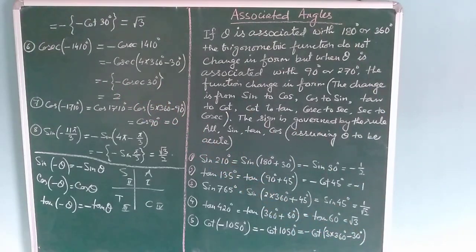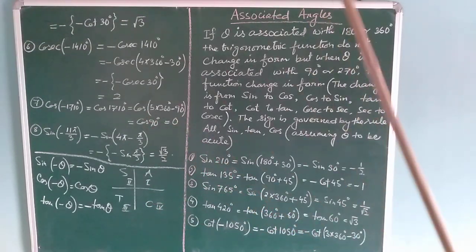Similarly, cos of minus theta is cos theta. That's why cos of minus 1710 is plus cos 1710. 1710 means 5 into 360 minus 90. Okay, so 360 minus means we are in the fourth quadrant. Here cos 90 is 0.